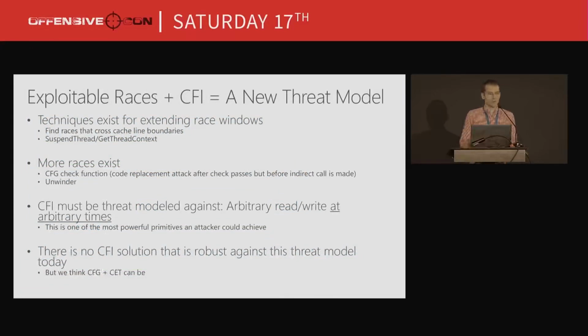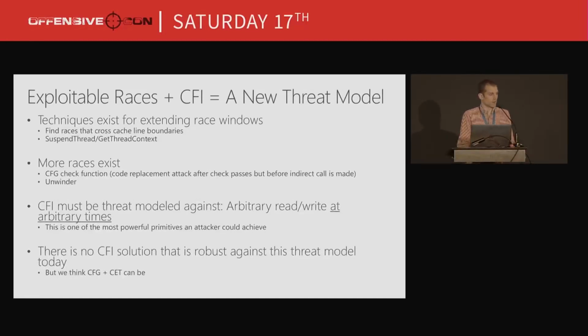Now, while we were going through this, we realized a few things. Techniques exist to extend race condition windows. One way is if you have a race condition that crosses cache line boundaries, and so some of the code is paged out, then that naturally extends the race window for you because the CPU will have to go and spend time loading in code to finish its execution.